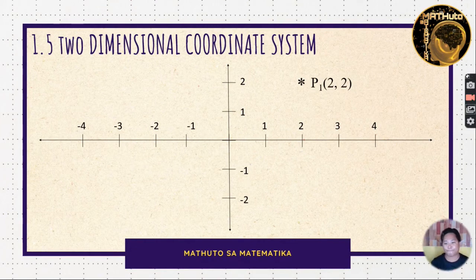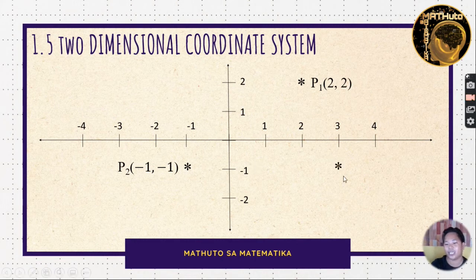In this first point, P1 or point 1, it is located at the first quadrant, since the x and y coordinates are both positive. Point 2 is found at the third quadrant, since x and y are both negative.